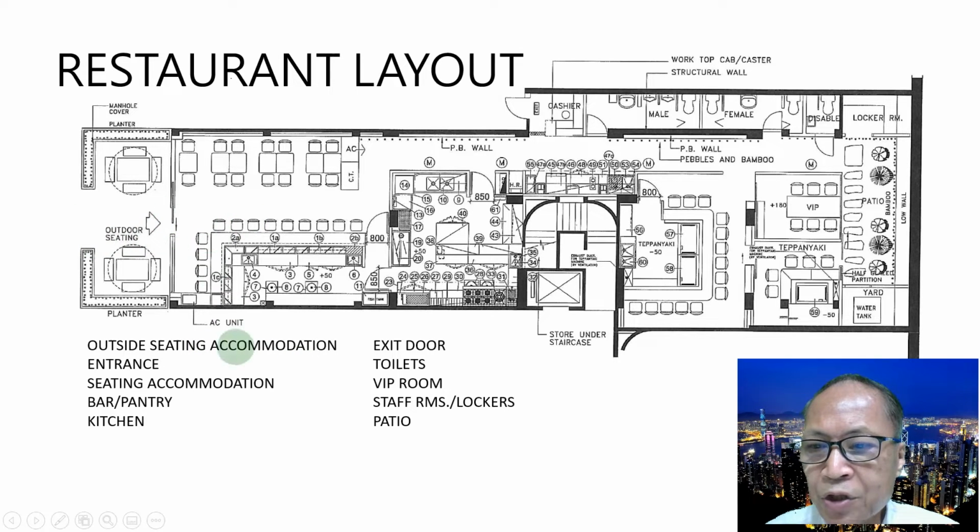So this is the entrance, the sitting accommodation, the bar, the pantry. This is the pantry, the bar, the kitchen. This kitchen is enclosed with a fireproof wall, in most cases 1 hour fireproofing wall. This is the exit door. It must be an exit door for the means of escape. And toilets are mandatory. Toilets, a VIP room, staff rooms, locker room, patio.